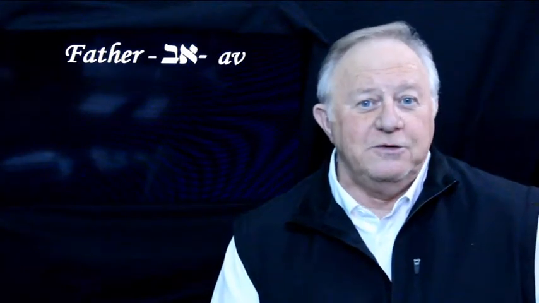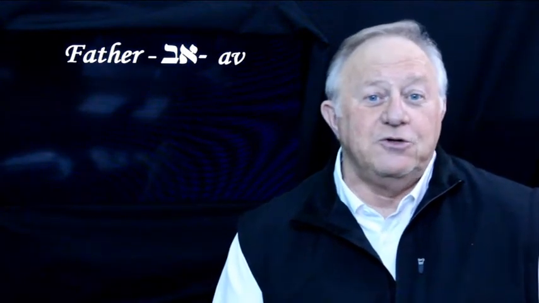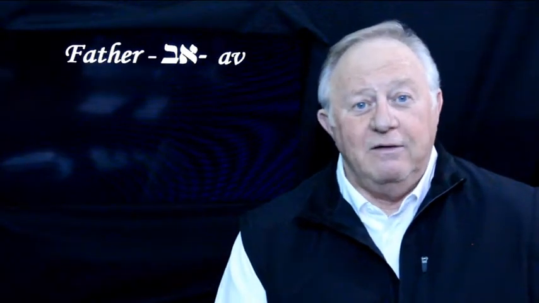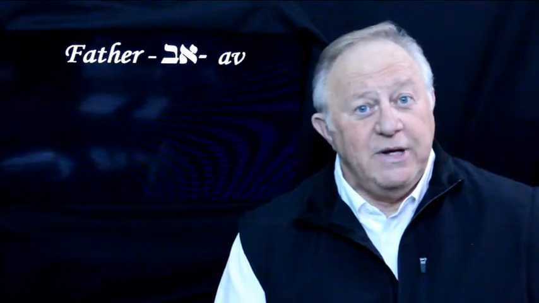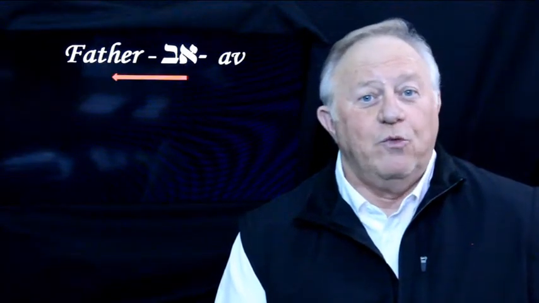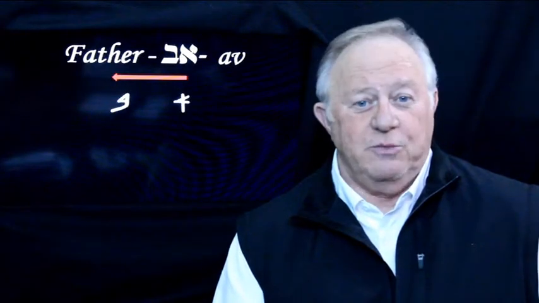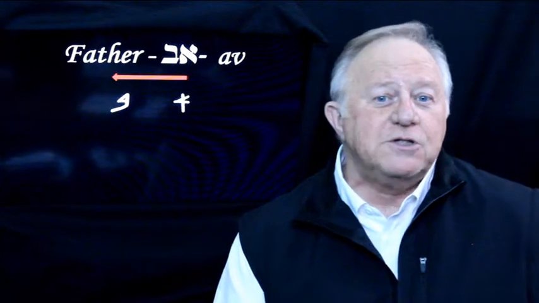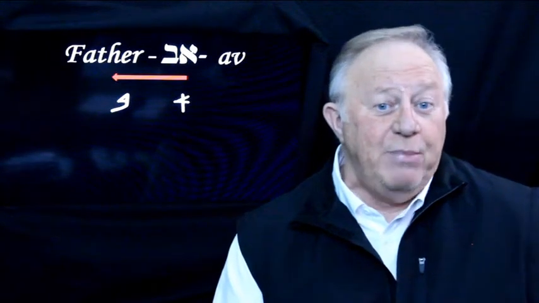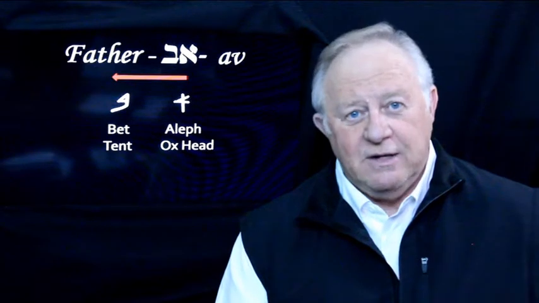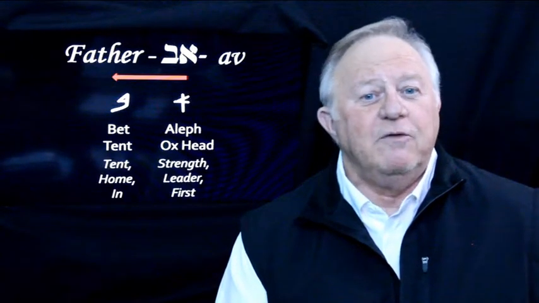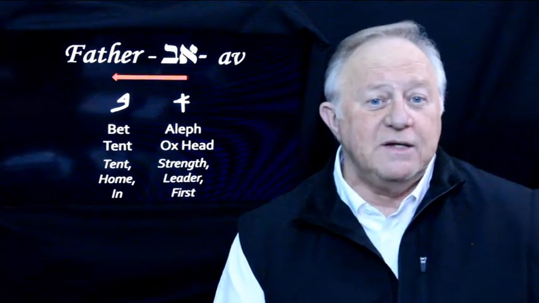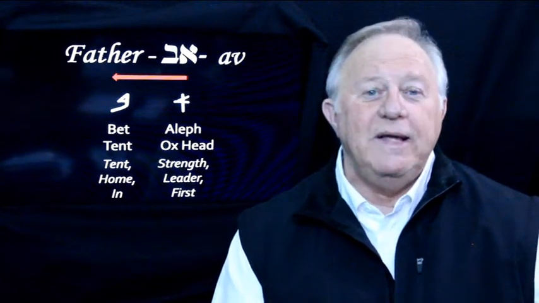It's spelled with two letters. In the modern Hebrew, as you see on the chart, the Aleph and the Bet. They're the first two letters of the Hebrew language. The Aleph is the first letter, the Bet being the second. Hebrew's always read from right to left, and so as we begin to transpose those into ancient Hebrew symbols, we'll see that the Aleph looks similar to the head of an ox, and the Bet takes on the picture of a tent, a floor plan of a tent. Those have meaning. The Aleph means strength, leader, or first. And of course, the tent means tent, home, inside.